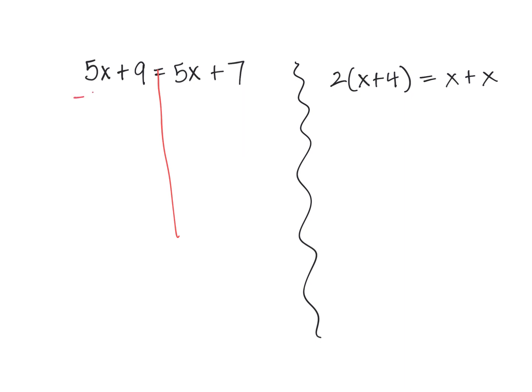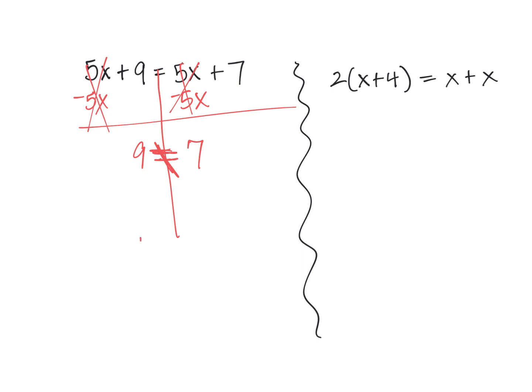So usually I tell you to start with the x's. So if I took away the 5 x's from both sides, let's see what happens. On the first side, I end up with 9. On the second side, I end up with 7. If you had a scale like that and you had 9 and 7, would they ever weigh the same? They would not. That is not true.